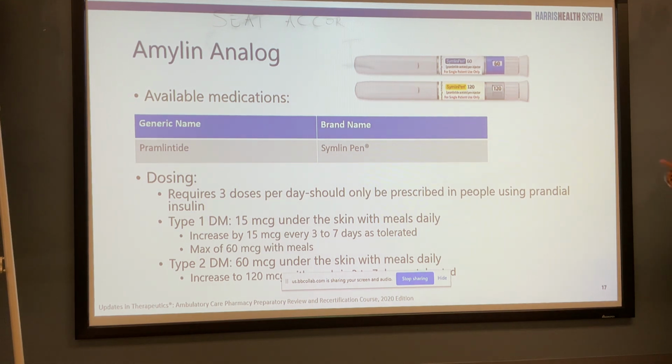And the dose for type 2 diabetes is a little higher. You start them on a dose of 60 micrograms under the skin with meals daily, and you can titrate up to 120 micrograms for those patients. And the 60 microgram pen, when you turn the dial, you can turn it to 15, 30, 45, and 60, so the patients can work their way up to the target dose. And for the Symlin pen, you can only turn it to 2 doses, the 60 and the 120.